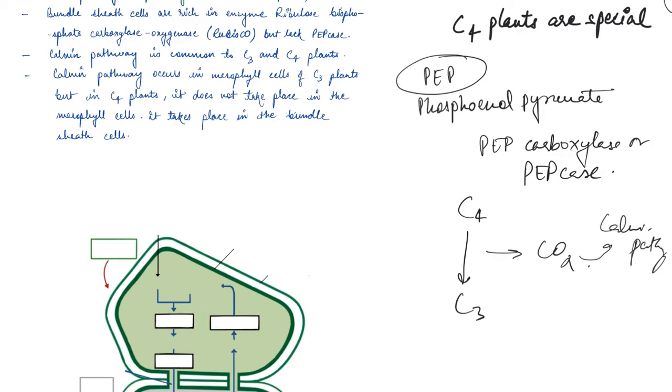We know that this Calvin pathway is common to C3 and C4 plants, right? Now, the Calvin pathway occurs in mesophyll cells of C3 plants, but in C4 plants, it does not take place in the mesophyll cells. Remember, guys, it is very important. In C4 plants, it does not take place in the mesophyll cells because they lack the Rubisco enzyme. Instead, it takes place in the bundle sheath cells, right?